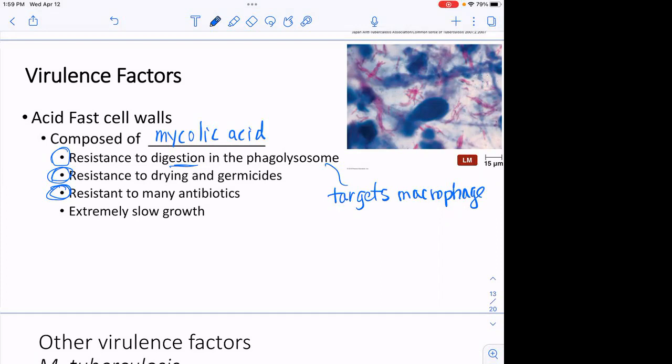So how slow does it grow? If you compare the doubling time of Mycobacterium tuberculosis to E. coli, E. coli doubles about every 20 minutes. The generation time is about 20 minutes. For Mycobacterium tuberculosis, that time can be around 24 hours. So to grow up colonies on a plate, it will take weeks and weeks rather than just overnight. So slow to grow, also slow to die, as we'll see when we think about killing it. Taking drugs, it takes a long time to kill it.